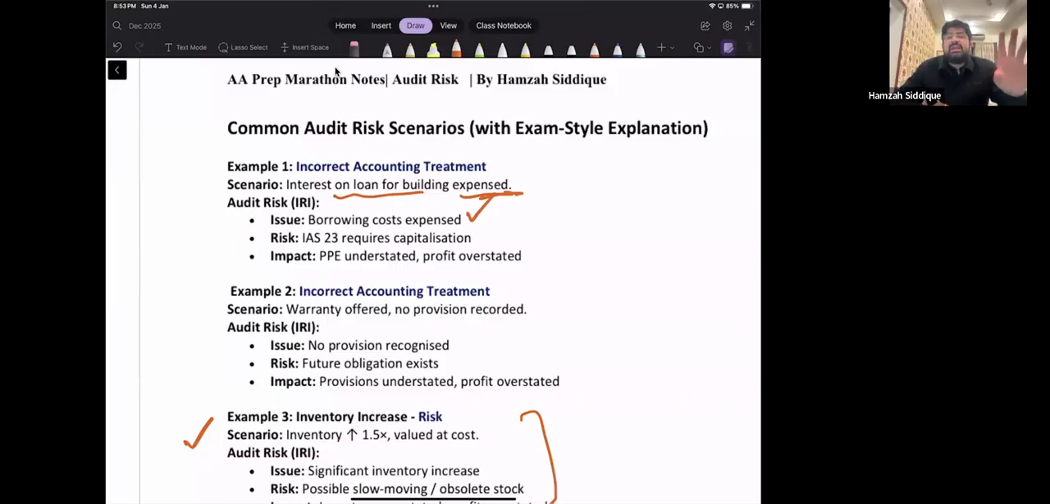You will not write in complete sentences here; I will show you the complete answers as well. Here I have done a breakdown. IAS 23 requires capitalization of interest for qualifying assets, but they have done it incorrectly. So property, plant and equipment are understated.